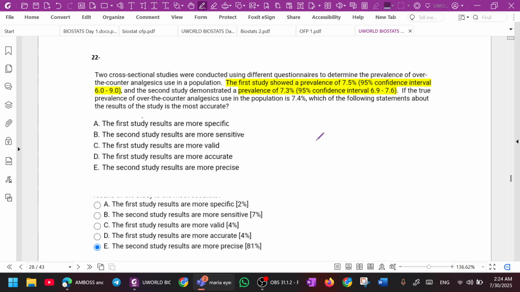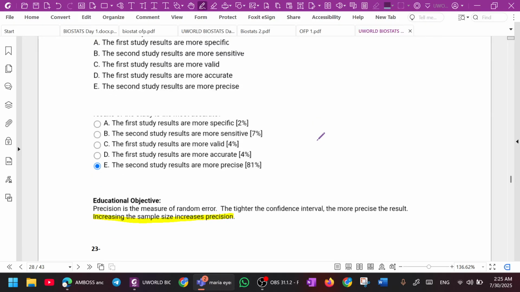Okay. I mean, if you understand it yourself, it's fine. You want to read the educational objective? So how did you find it out? No, I didn't find it out. I had no idea. I didn't know. That's why I'm asking you. I asked you to tell me how you found it. Okay. Precision is the measure of random error. The tighter the confidence interval, the more precise the result.